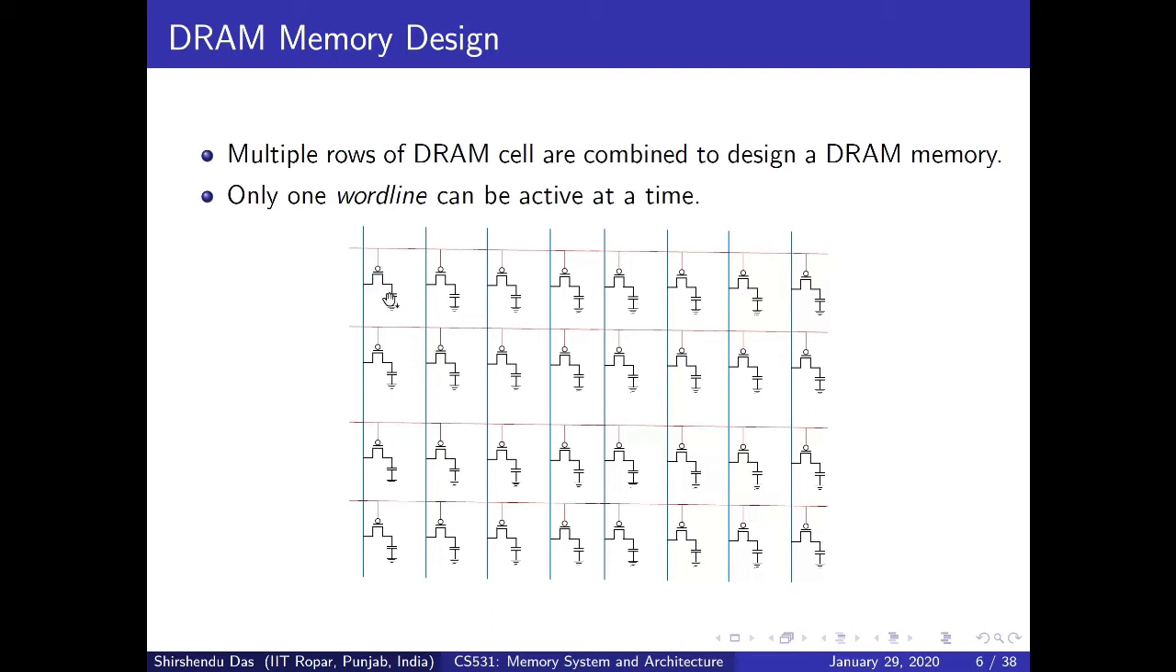Each entry has an address, like a row number and column number. Assume this is R1, C1, row 1, column 1. This is row 1, column 2, like this. In memory, the smallest unit that we can read or write is a particular entry. In this example, each entry has only one DRAM cell, so only one bit of information is stored, but it is not always true.